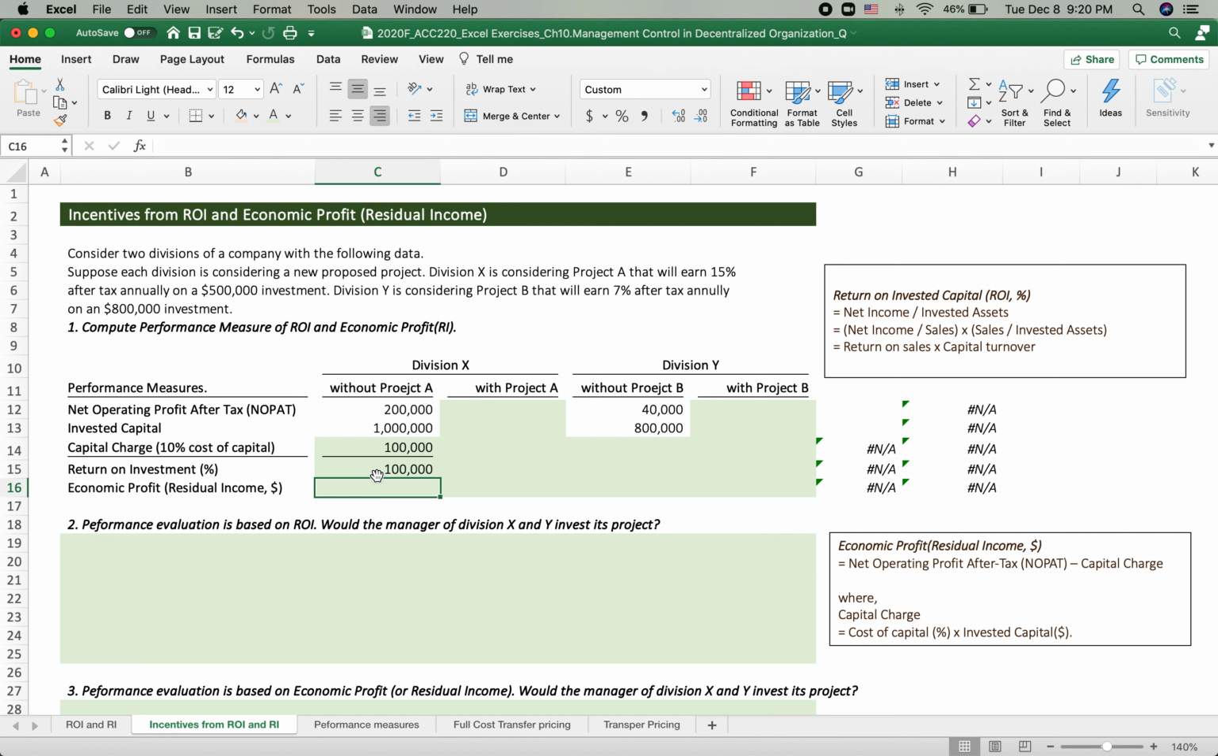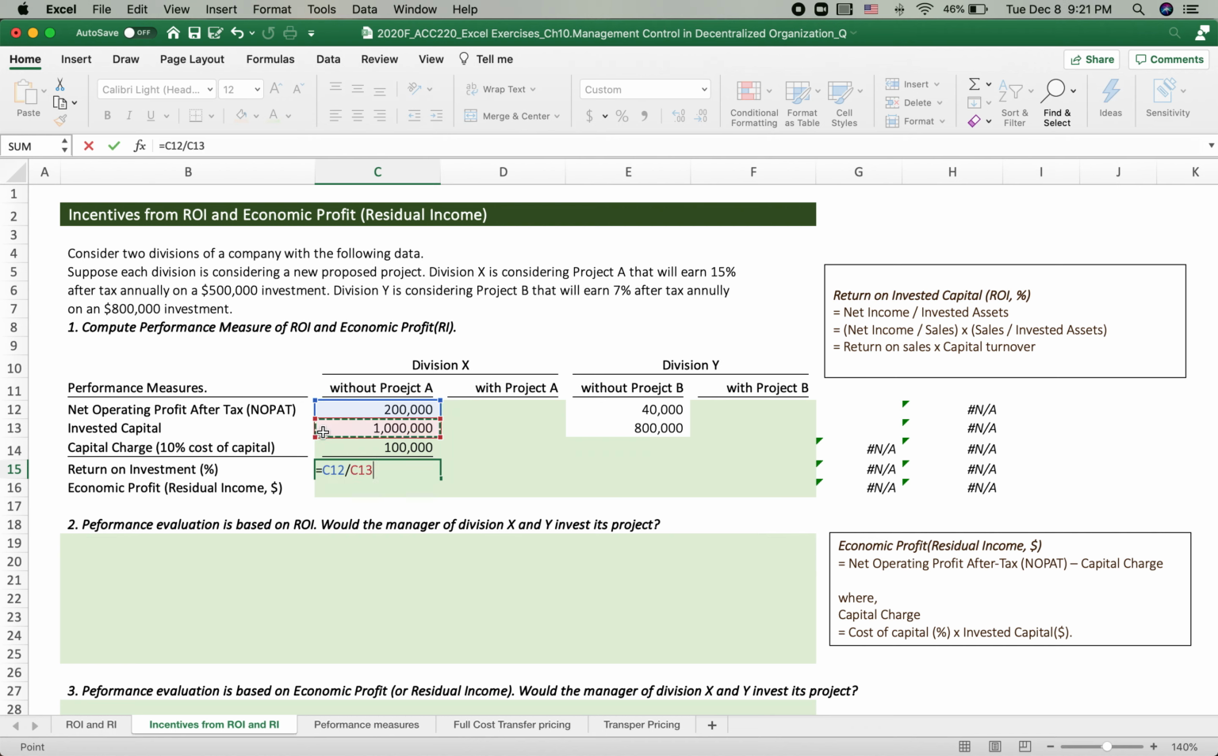Now the economic profit, we have to put here 200,000 minus 100,000. So economic profit is $100,000 without project A. Then return on investment is 200,000 divided by invested capital. So let's change it to a percentage. Now, as you can see, this 20% means $1 of investment creates income of 20 cents. Okay, and then economic profit is $100,000.